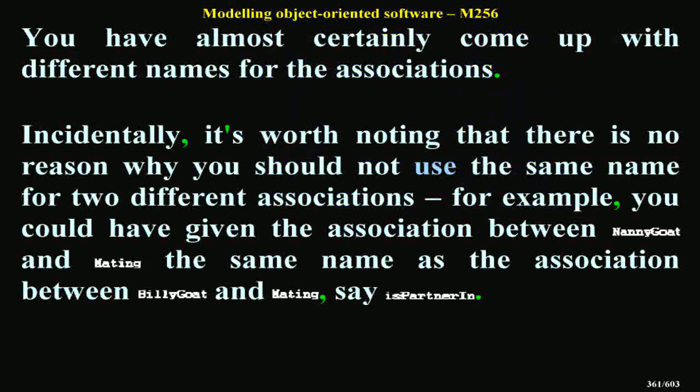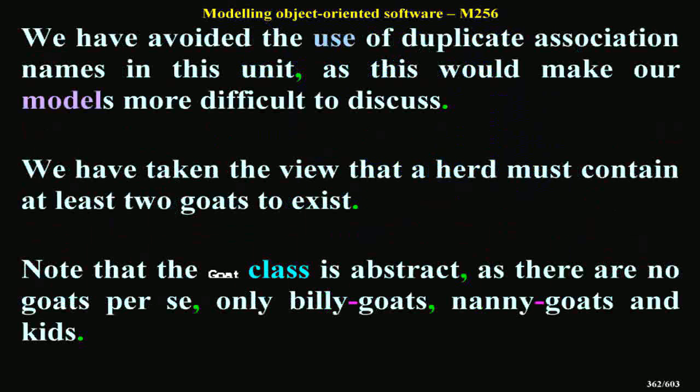Incidentally, it's worth noting that there is no reason why you should not use the same name for two different associations. For example, you could have given the association between and the same name as the association between and, say. We have avoided the use of duplicate association names in this unit, as this would make our models more difficult to discuss. We have taken the view that a herd must contain at least two goats to exist.